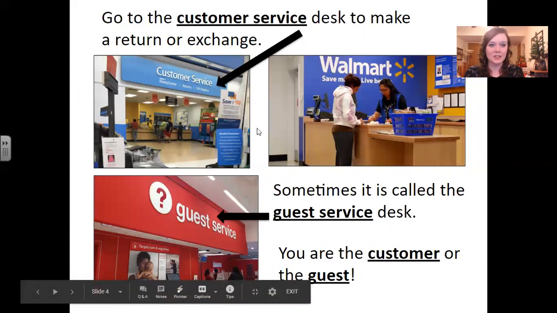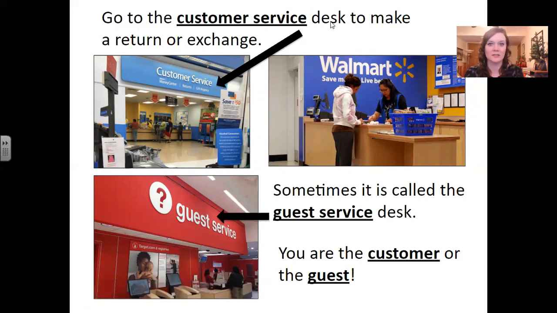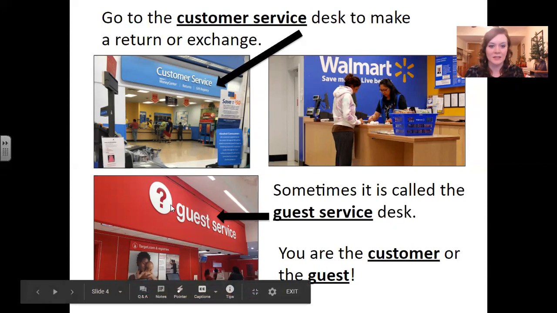When we make a return or exchange, we go to the customer service desk. Here is the customer service. Here's another picture of customer service. Customer service is the place where they will help us to make a return or exchange. Sometimes it is called the guest service desk. Guest service. You are the customer or the guest at the store.